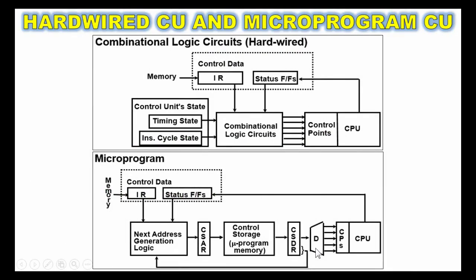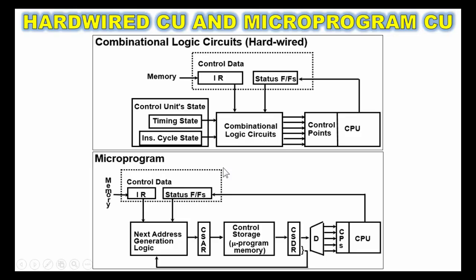Hardwired control unit and microprogram control unit. This is an example diagram of a hardwired control unit. The hardwired control unit is made up of combinational logic circuits that perform the operation of the data path, or it performs arithmetic operations.